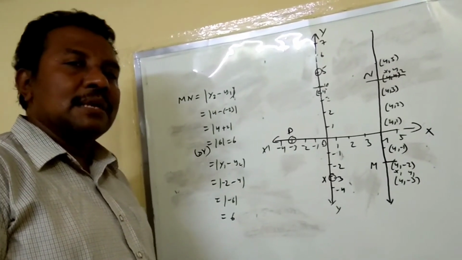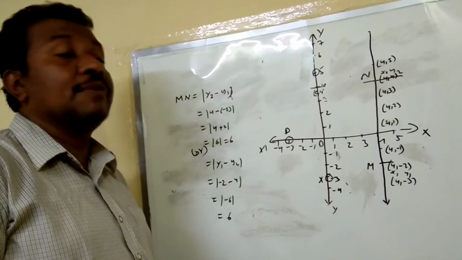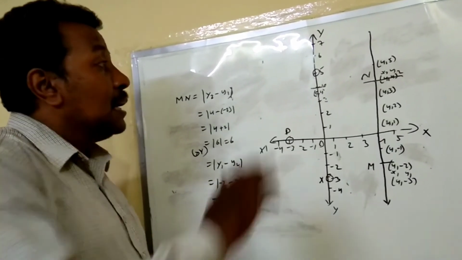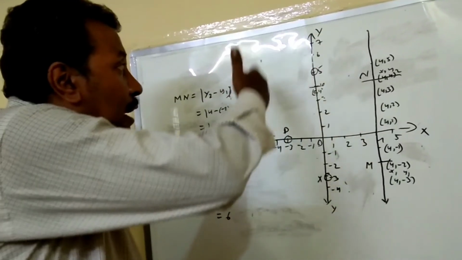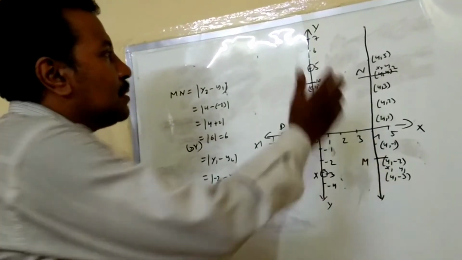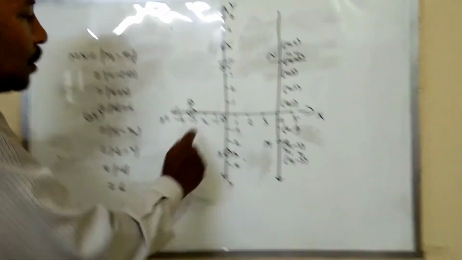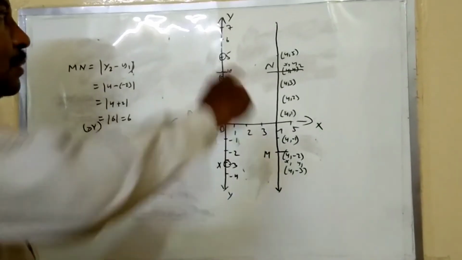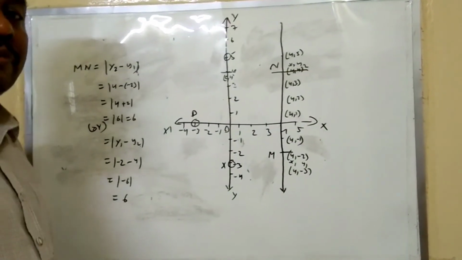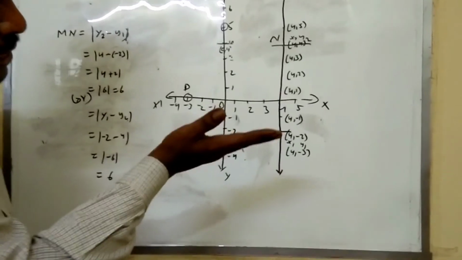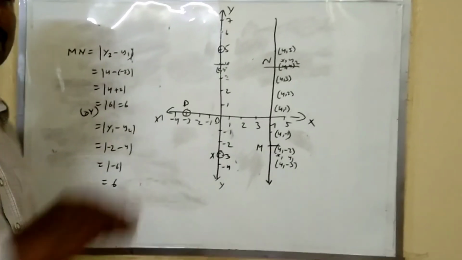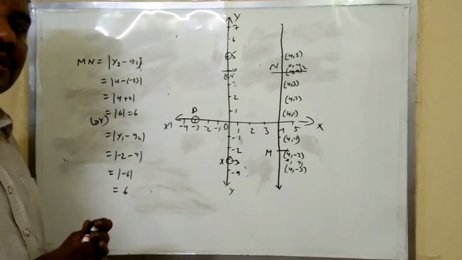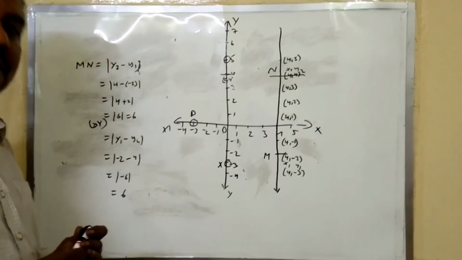In the next video, we'll discuss the distance between any two points of a line on the Cartesian plane. That means on quadrant 1, quadrant 2, quadrant 3, quadrant 4. You can draw any line which is neither parallel to the x-axis nor parallel to the y-axis, and find the distance between those 2 points. Okay, that we will discuss in the next video.